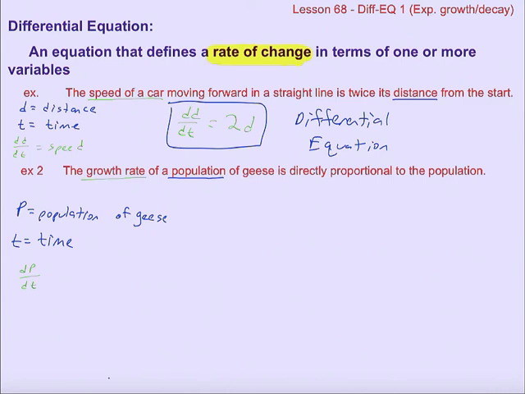So if we translate this sentence, the growth rate of the population of geese, so dP/dt, is directly proportional to the population, is equal to kP. Unlike the last example where we were told what that constant of proportionality was, we weren't told that here. And that's fine. We'll deal with how to figure that out in the next video.